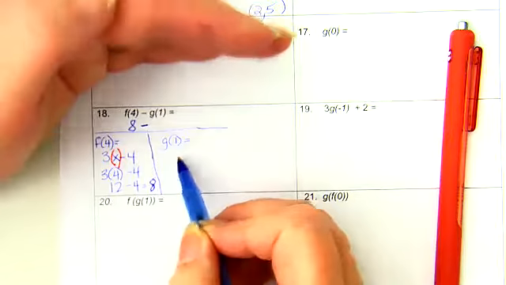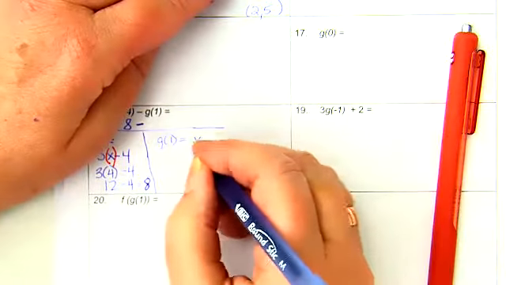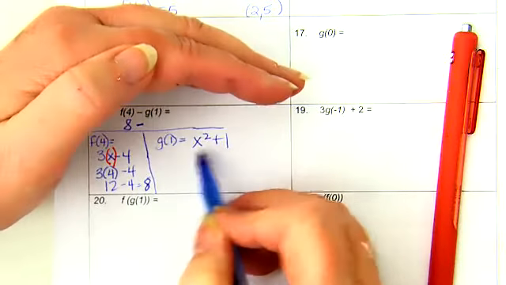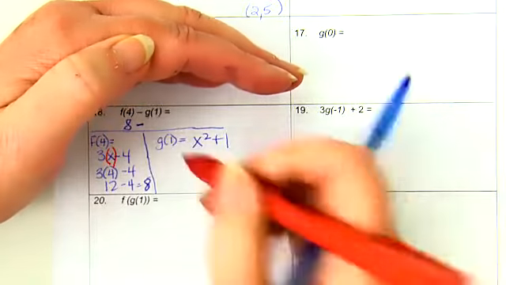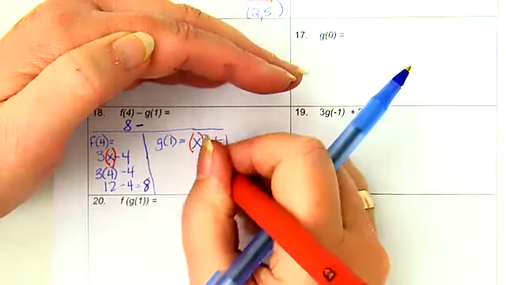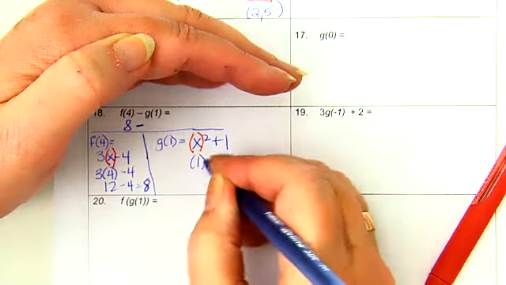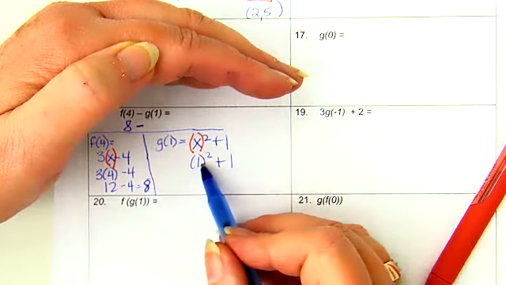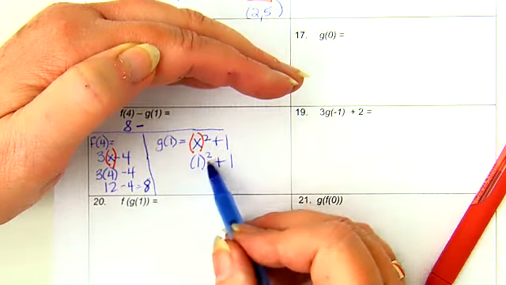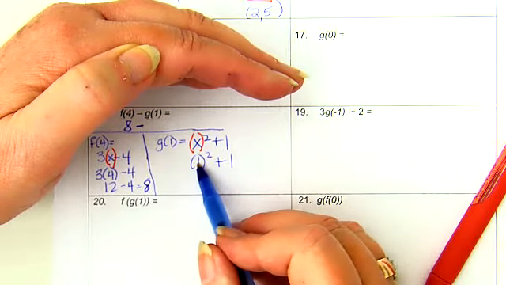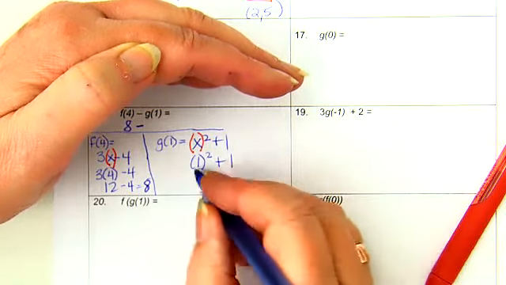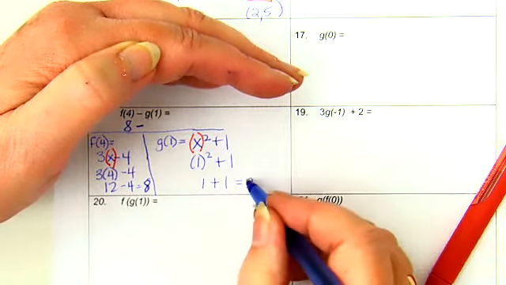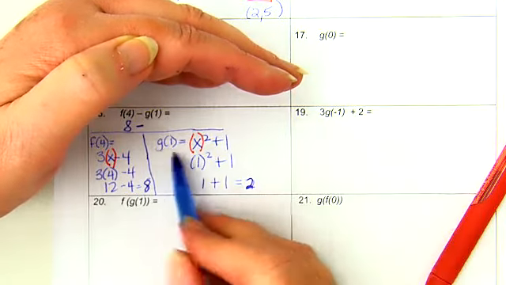So this is worth an 8. Now G of 1, so it says G, so I'm going to go to the other function rule, which says x squared plus 1. Square it, then add 1. So I'm going to start with the number 1. I'm going to put the parentheses around the x and then rewrite it with the 1 in there. 1 squared. Now, how much is 1 squared? Remember that what this means is this is 1 times 1. So 1 times 1 is 1, and then you add 1, and you get 2. So G of 1 is 2.